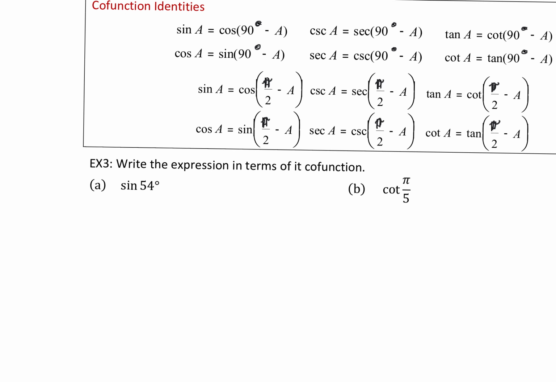If I were to write the expression in terms of its cofunction, well, I'm given sine. So that just means I have to write sine equal to, its cofunction is cosine of 90 degrees minus the angle. In this case, A is 54 degrees, minus 54 degrees. That means that cosine, it's going to be 90 minus 54 is 36. And now it's okay to keep the parentheses around, but if you want to drop them, you can drop them as well.